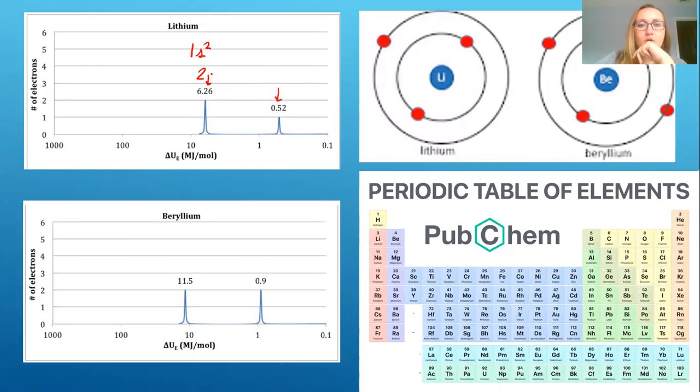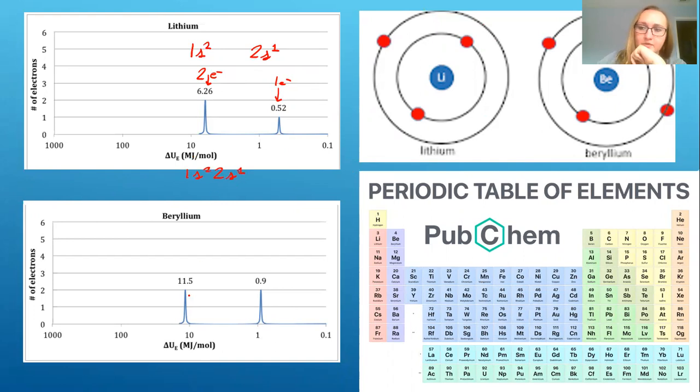Now I have 1 electron over here, and it lives in the second shell. So we'll call that 2s1. So my electron configuration for lithium is 1s2, 2s1.